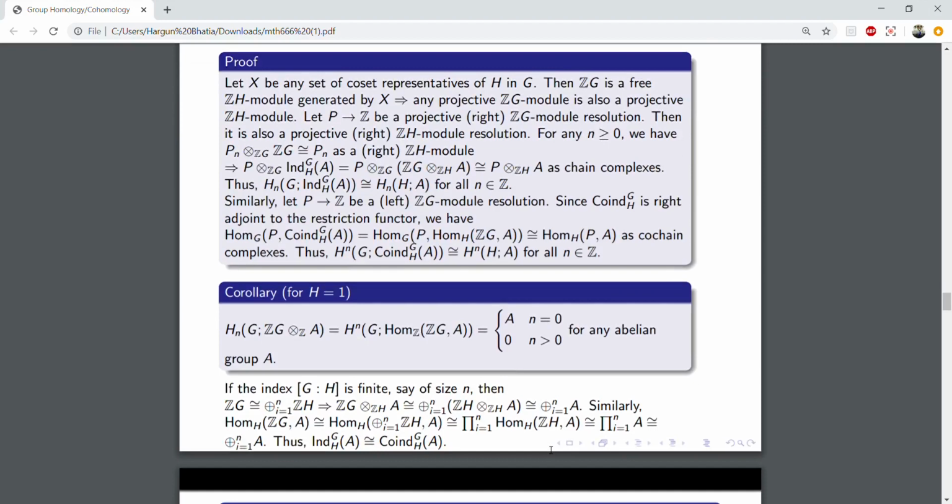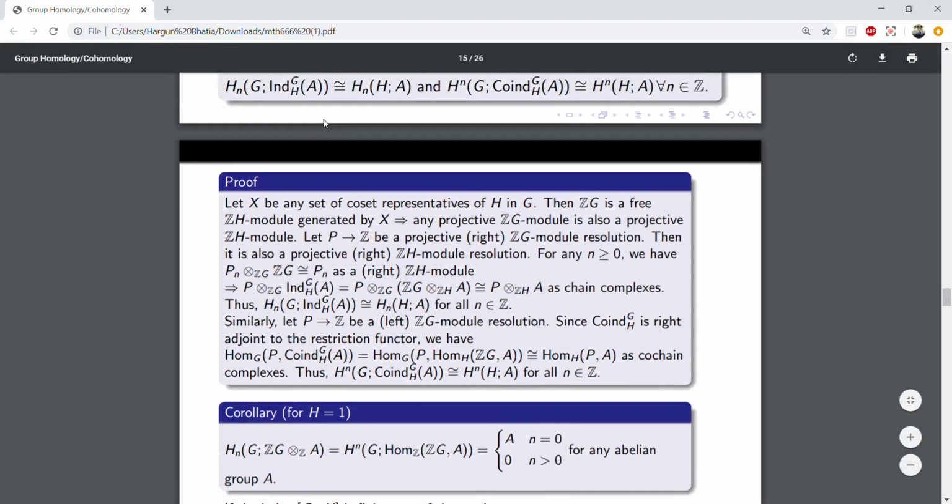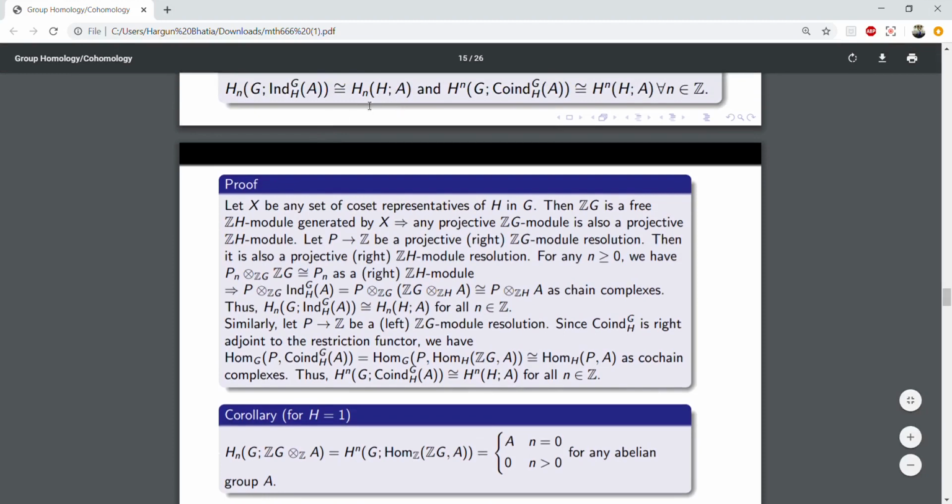Now, a special case is when H is a trivial subgroup. If you apply this theorem, if H is trivial, then the homologies and cohomologies have a nice form: the zeroth one is A, and all higher ones are 0. We have seen that before for a trivial group.